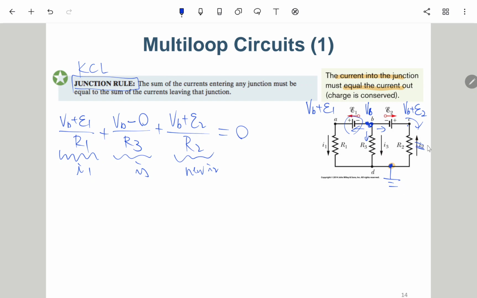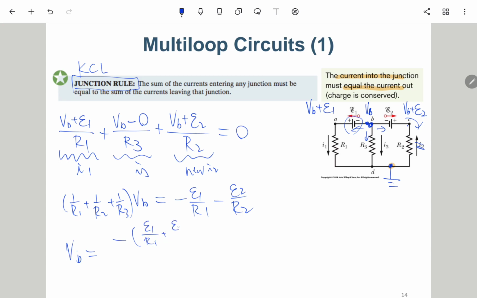In this case, VB is unknown and all the other variables are known. So we have 1 over R1 plus 1 over R2 plus 1 over R3, times VB. All the other terms go on the right side: negative E1 over R1 minus E2 over R2. So VB will be negative E1 over R1 minus E2 over R2, all divided by 1 over R1 plus 1 over R2 plus 1 over R3. If you know all the values, you can just plug in and find VB.